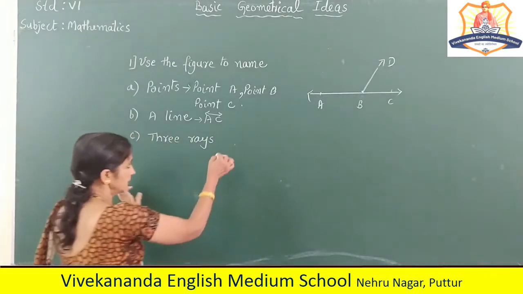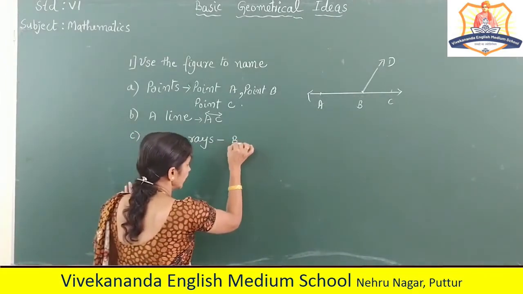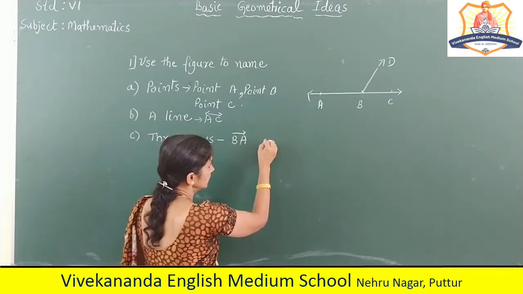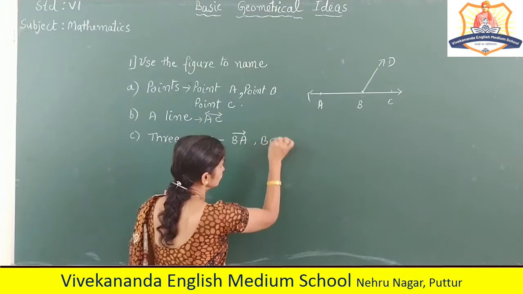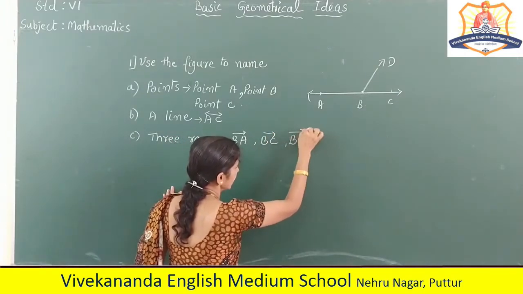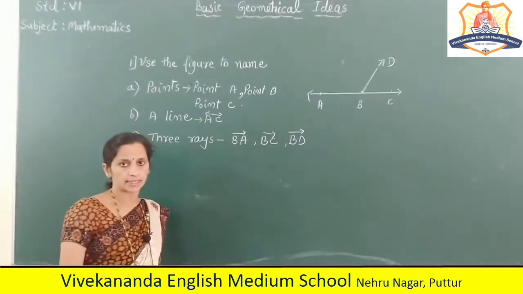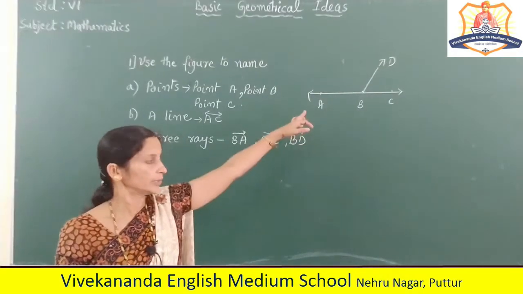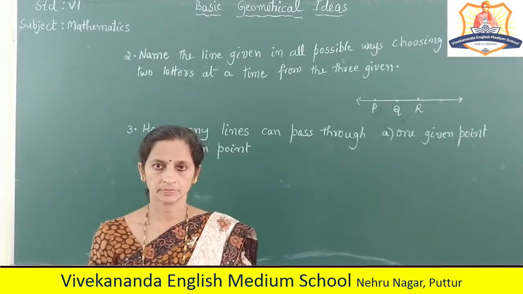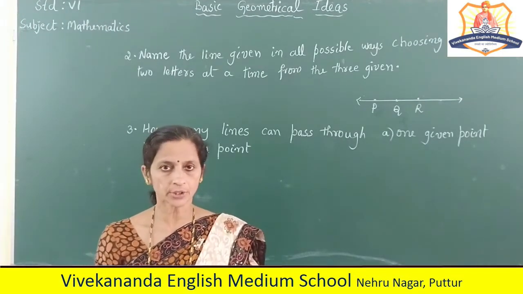So we are writing BA, one ray, next BC and BD is another ray. So these are the three rays in the given figure. Now we answer the next question.